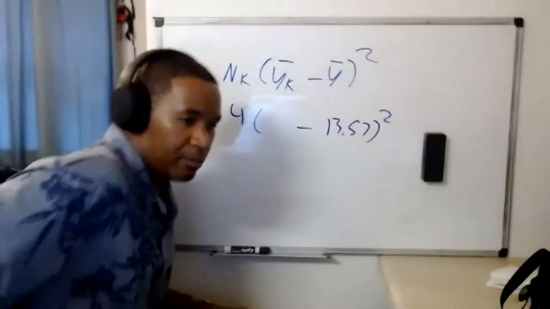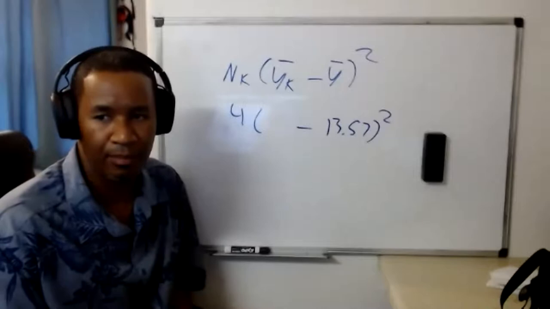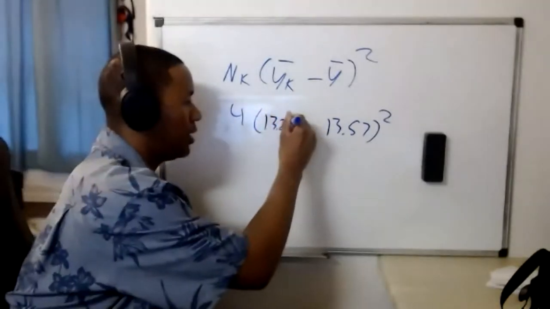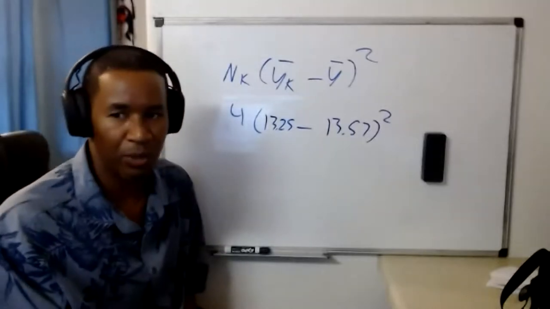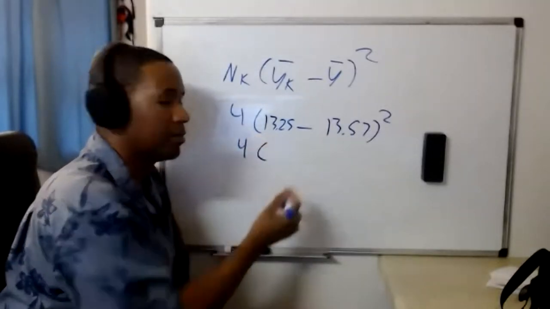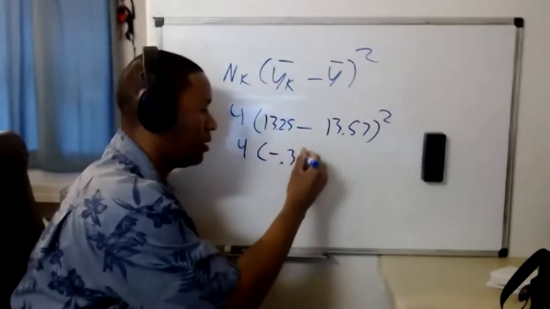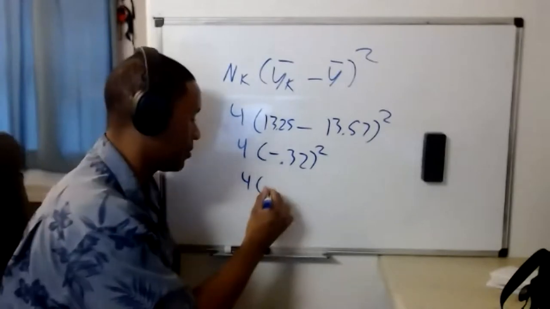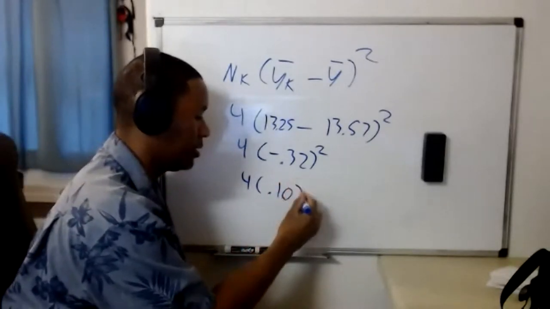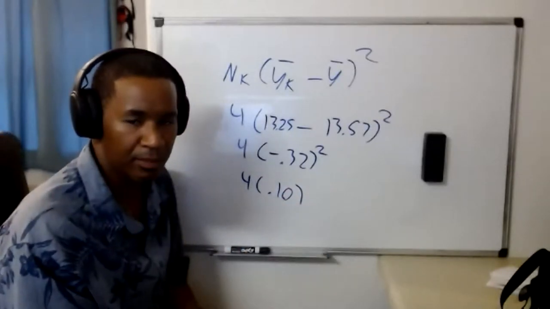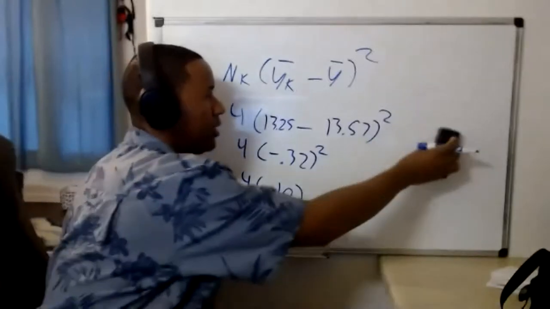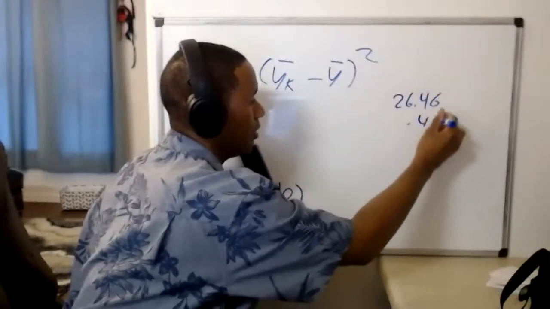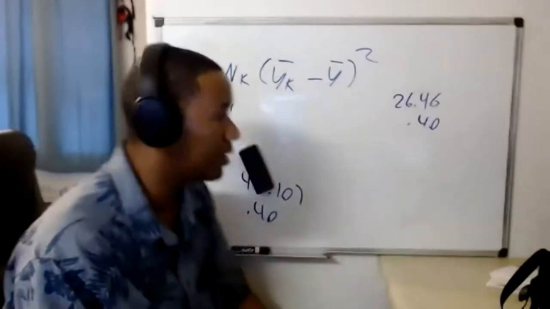What was the mean years of education for black males? 13.25. Okay, good. Thank you. So we get 13.25 minus 13.57, and we get what? -0.32. Good. We square that up and we get what? I got 0.10. Multiply that by 4 and we get what? 0.40. Okay, so for the first one, we got 26.46. For the next one, we got about 0.40. Keep it going. Let's look at the next.